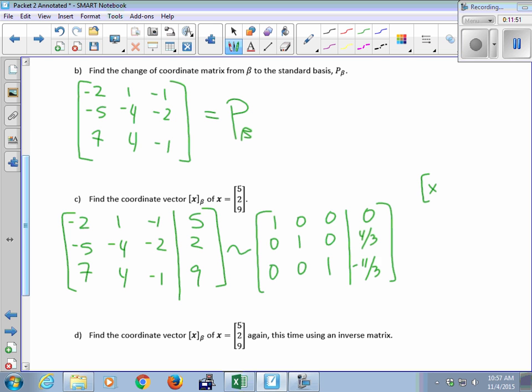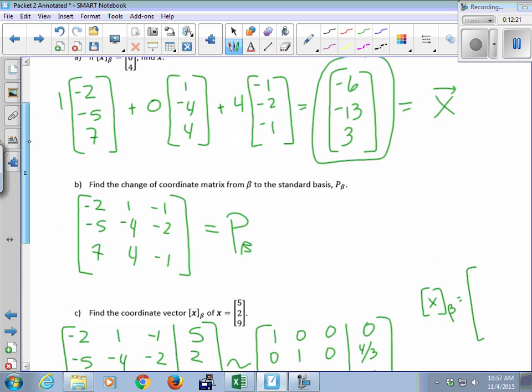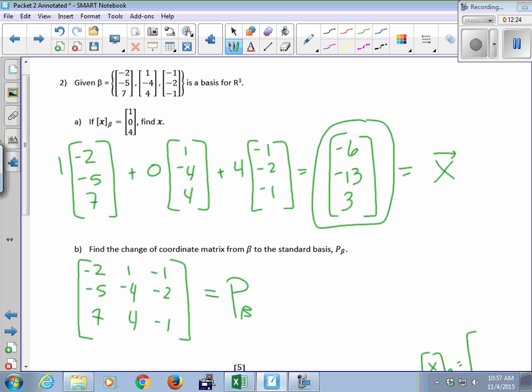Wait, when we find x, we want to find the weights for x, but we want to find the vector. So when you want to find the coordinate vector, that's when you're looking for the weights, right? I wanted to know what weights should I put on these columns to create 5, 2, 9. So I would solve this system of equations to figure that out. And then if you know x sub beta, like we did in part A, I gave you x sub beta and I just wanted to know x, then I've given you the weights. So you just throw those weights onto the basis vectors.